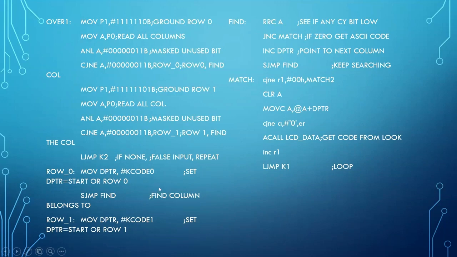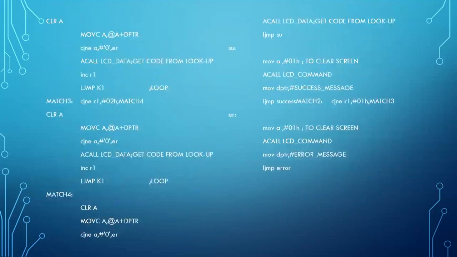One more thing is that we are using the polling method. Polling method is basically checking each and every key every time, whether that key is pressed or not, to read the input from the keyboard. This is the matching mechanism, you can say password verification. Here we are using 0000, that is four times 0, as a password.